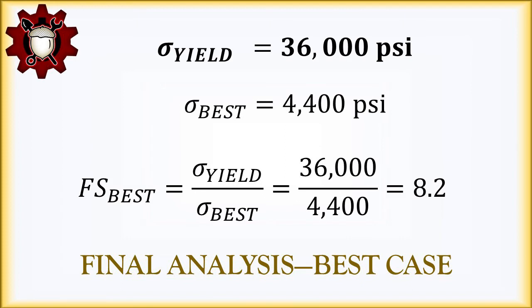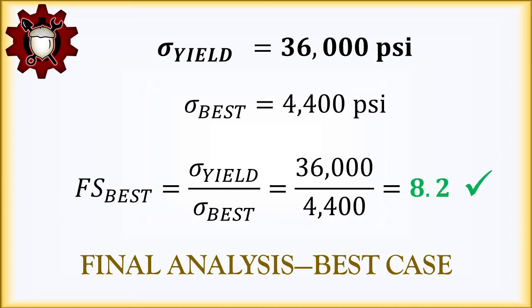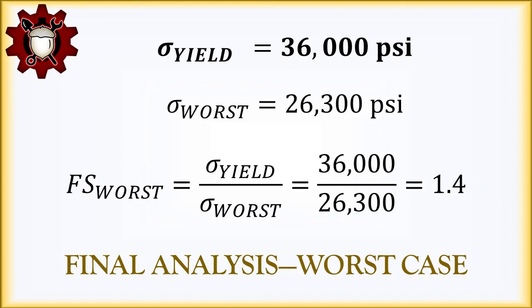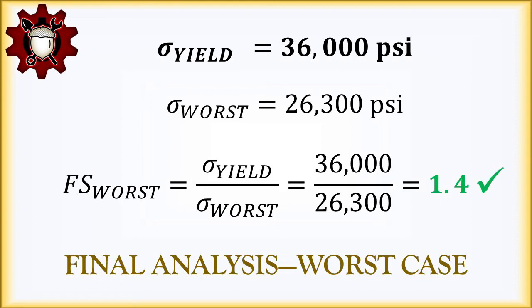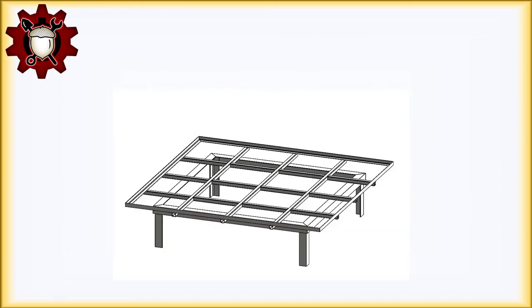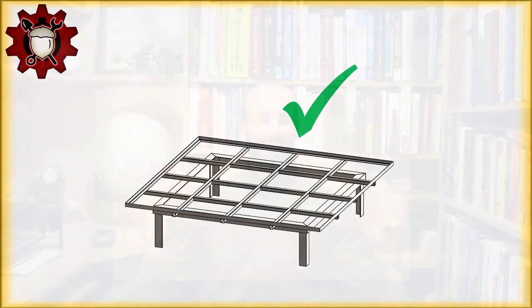Okay, so the yield strength is 36,000. Let's look at the best case. The factor of safety, which is the yield over the best case scenario in this case, is 8.2. That means for the best case scenario, this frame is 8.2 times stronger than it has to be. We're good. Let's look at the worst case. So 36,000 yield over 26,300, and we get 1.4. Good enough for a worst case. So the frame looks good. And that's it. We did it.